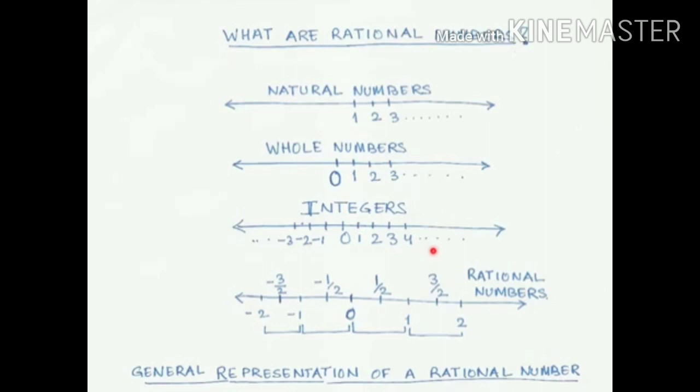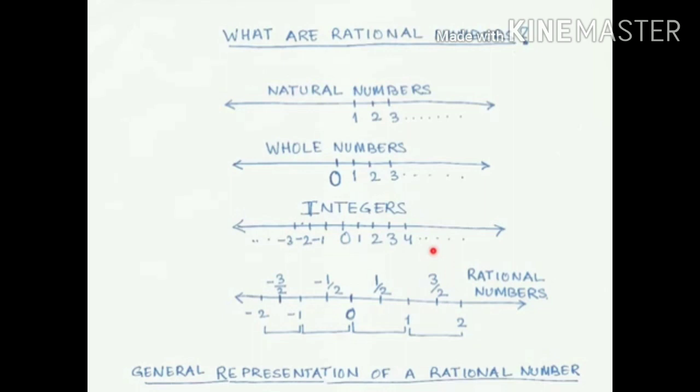Now if we look at the natural numbers, the whole numbers, and the integers, you can see that the distance between two consecutive numbers is 1 unit. It could be a unit distance, for example 1 centimeter, whatever, but it is essentially the difference between two consecutive numbers is 1, always.